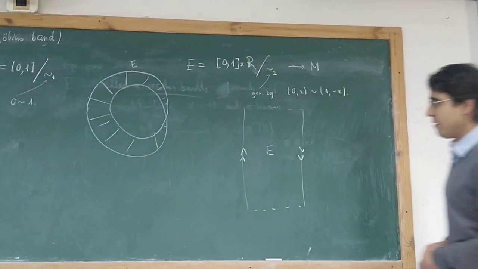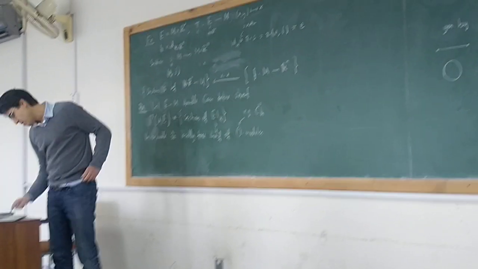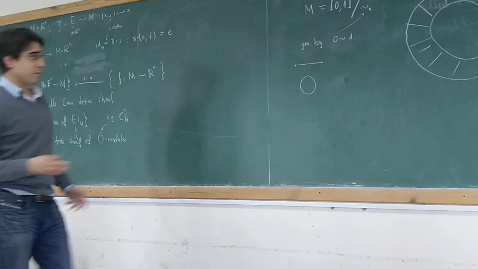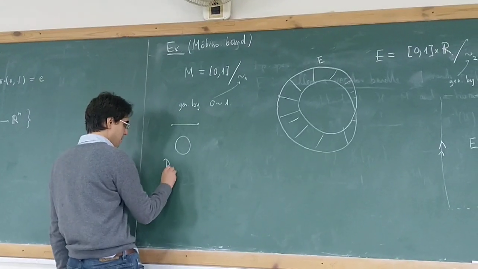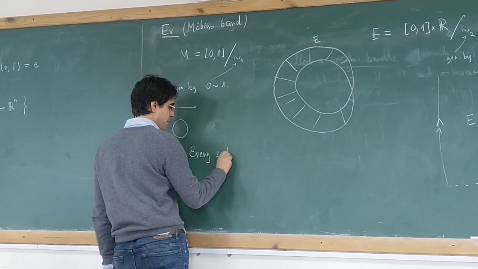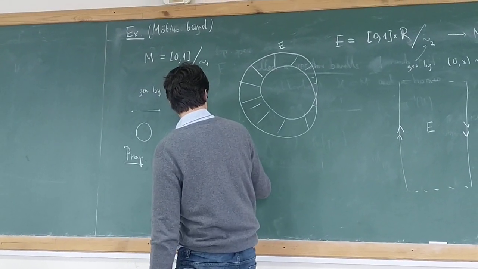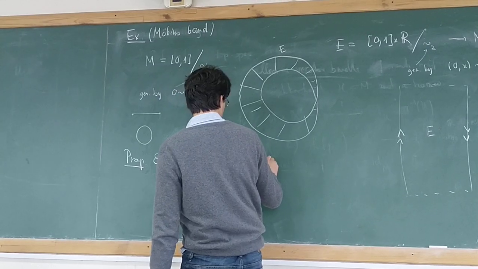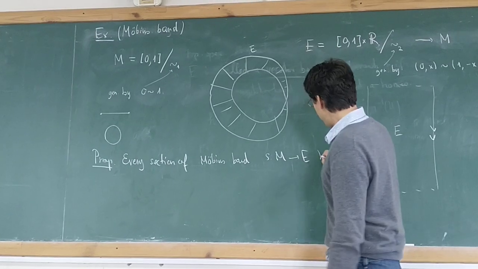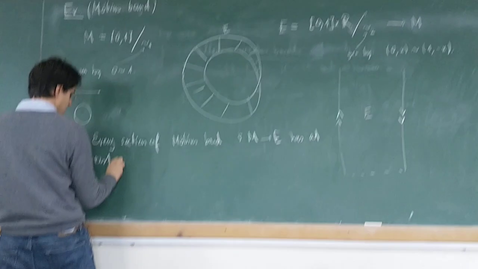All right, and maybe now as a warm-up, have a small proposition about the Möbius band, which is that every section of the Möbius band, so a map from M to E, has at least one zero.